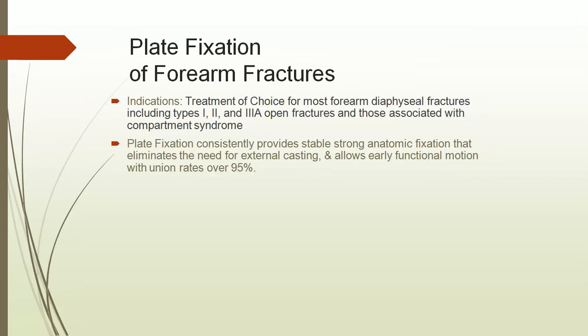Now, plate fixation is the ideal treatment. So the indications include diaphyseal fractures of type 1, type 2 and type 3A open fractures, and those associated with compartment syndrome; we need to do plate fixation. Plate fixation consistently provides stable, strong anatomic fixation that eliminates the need for external casting and allows early functional motion, with union rates greater than 95%. So that's why we prefer plate.